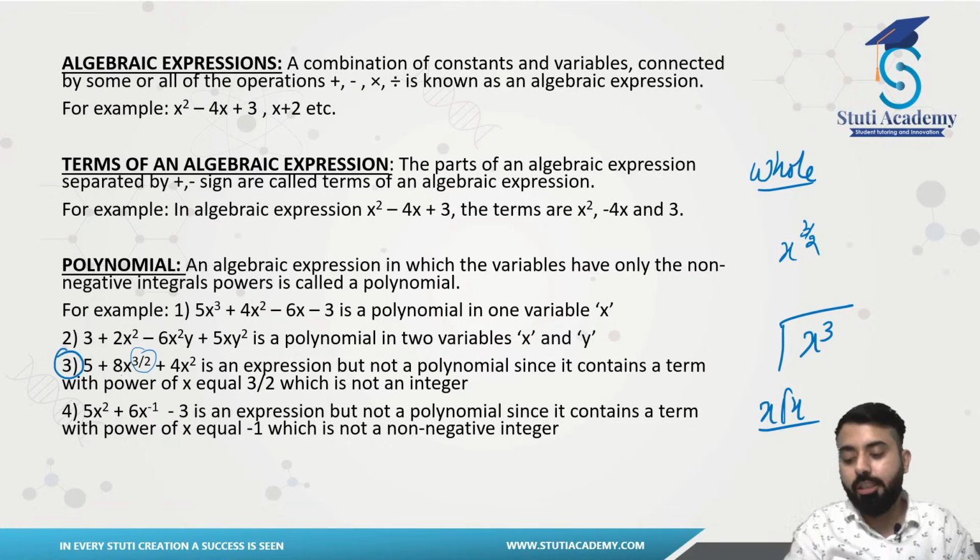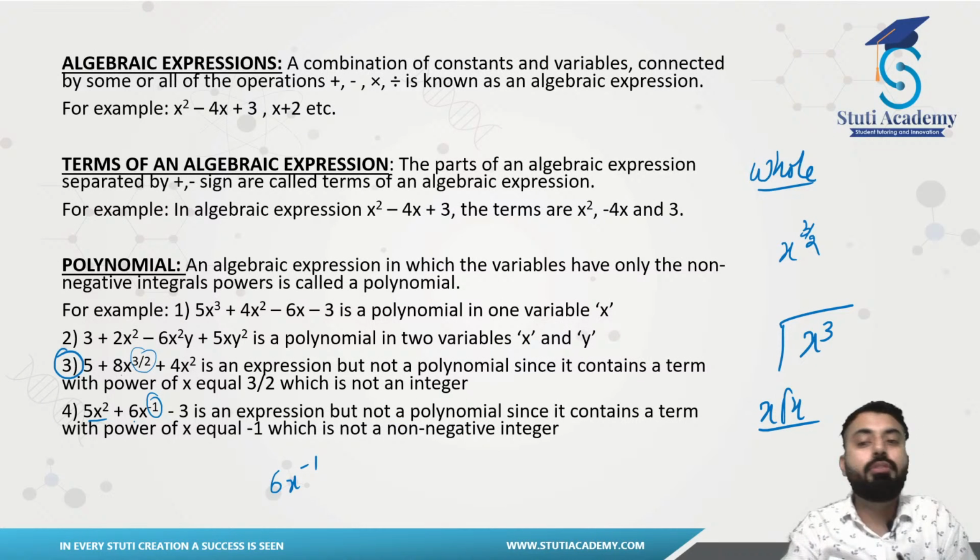That is the whole point here. Now if you look at your fourth part, you have a 5x square, but you also have a 6x raised to the power minus 1, or you can say 6x inverse. You see its power is not positive, so it will not be a polynomial because its power is negative. The polynomials will always have positive powers. I hope you understand this. That means they will have whole numbers. That is the whole point here.